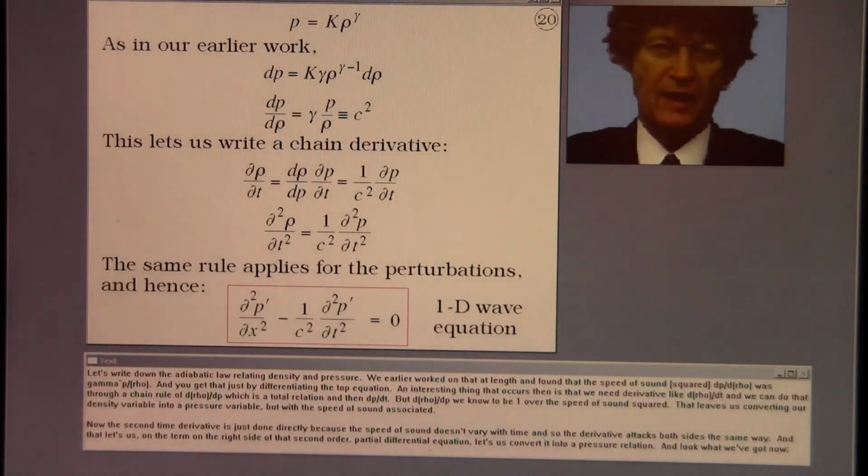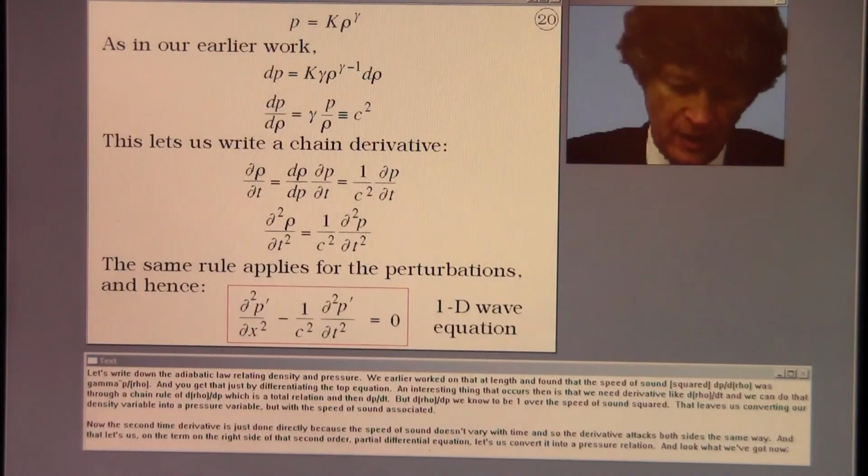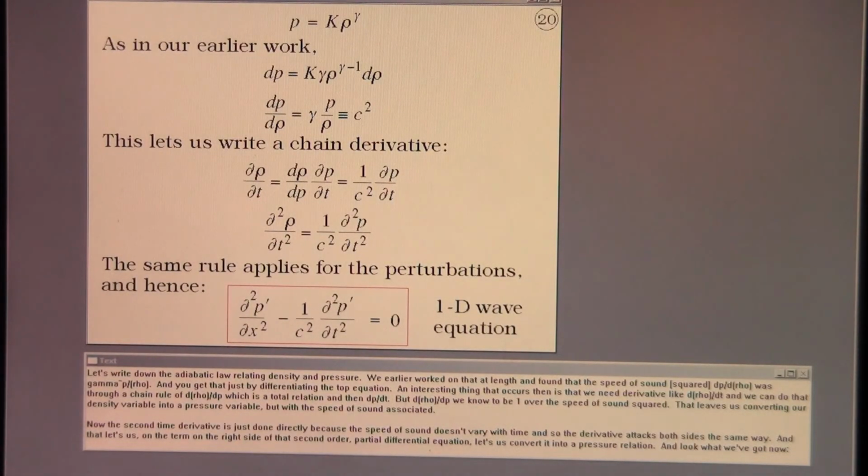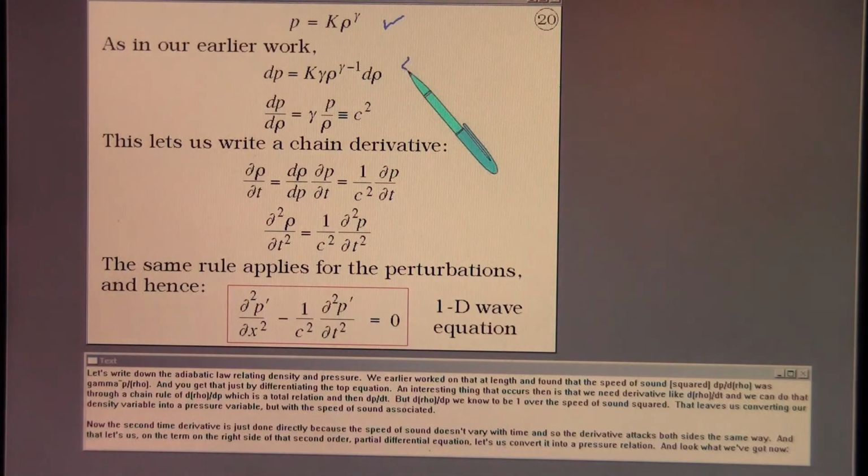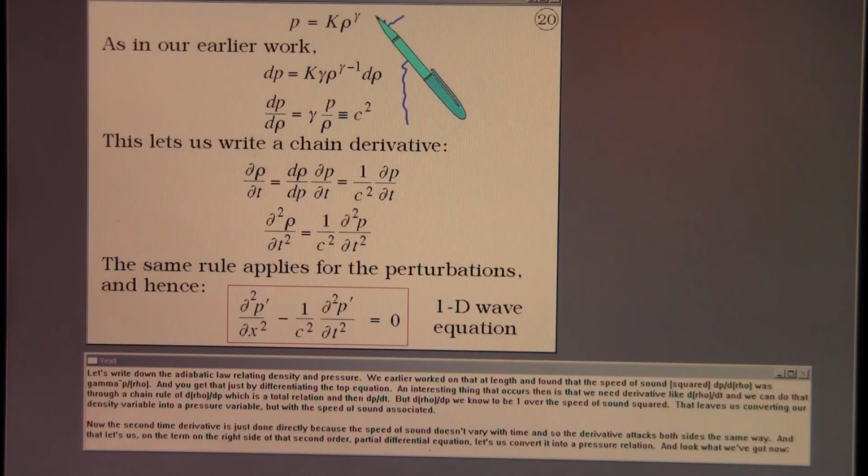Let's write down the adiabatic law relating density and pressure. We earlier worked on that at length and found that the speed of sound, dp/dρ, was γp over ρ, and you get that just by differentiating the top equation.